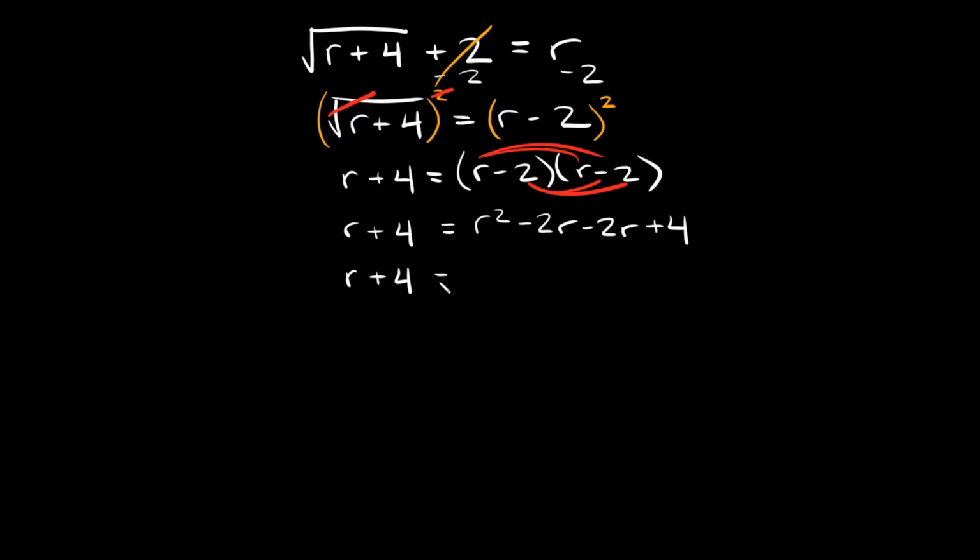So on this side, we still have r plus 4, and over here, we can combine like terms. So we'll have r squared, and then here in the middle, we have negative 2r minus 2r, which is equal to negative 4r, right? And then we have plus 4 at the end right there. Okay, now the last thing we're going to do here is, once again, combine like terms.